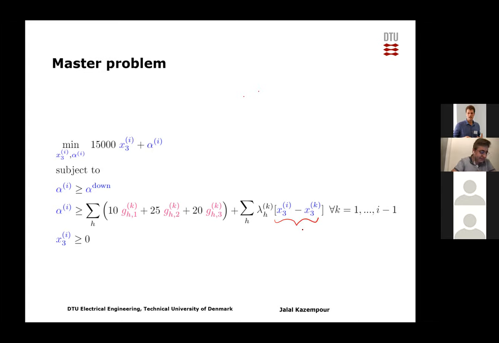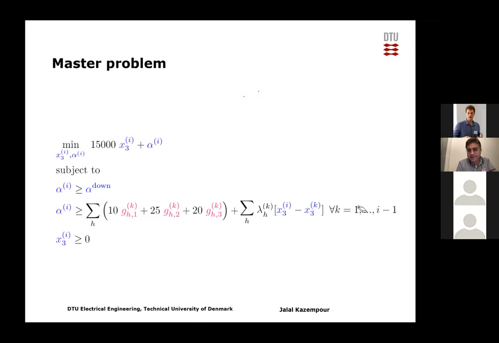And the last term is the difference of the complicating variable, the value of the complicating variable in the current iteration and in previous iterations. So the first one, is it variable or is it given? It's variable. What about the other one? It's given, it's a parameter. Very nice. Good.